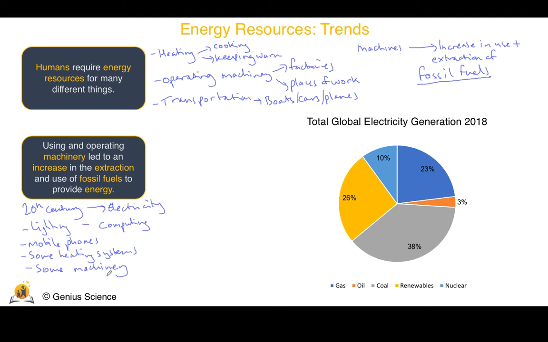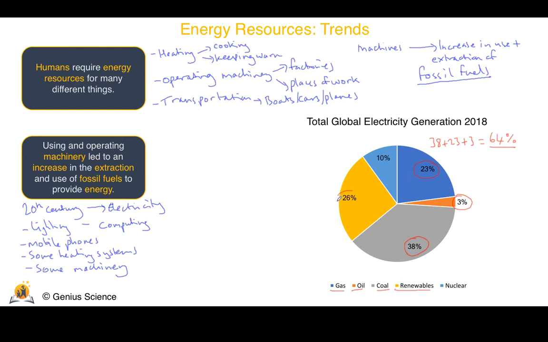You can see that the majority of electricity generated in 2018 was through fossil fuels, gas, oil, and coal. So if we add the percentages for gas, oil and coal, you can see that we get a total of 64%. Therefore, we can say of all the electricity generated globally in 2018, 64% of it came from fossil fuels, so that's almost 2/3.